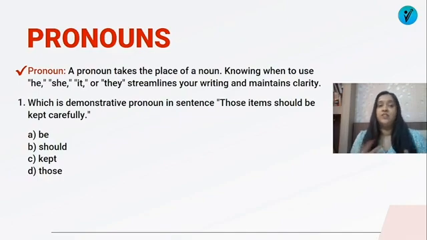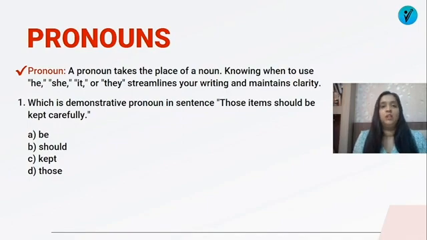Now, there are also different types of pronouns. I'll share some examples: he, she, it, or they. So, relative pronoun, intensive pronoun, reflexive pronoun, demonstrative pronoun. These are some types of pronoun. However, types of pronoun उतना नहीं आता है, but at the same time, you're sometimes given questions like this sample question I have shared here. Which is demonstrative pronoun in this sentence? So you have to find out demonstrative pronoun.